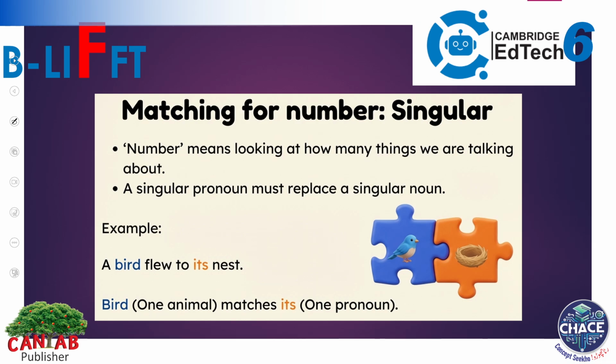Matching in number. If your subject is singular, it means you have to look at how many things we are talking about. If your subject is singular, you must replace it with a singular pronoun. For example, for a bird, we replace it with its. Its is used as a singular pronoun.